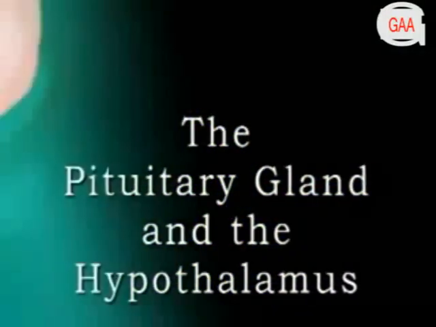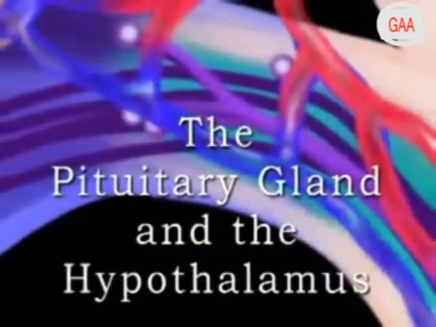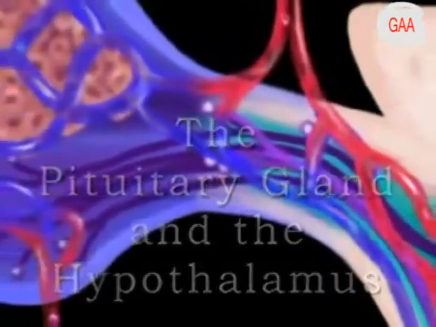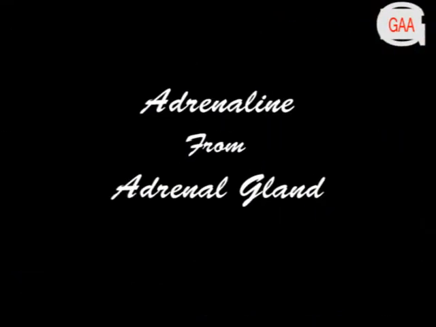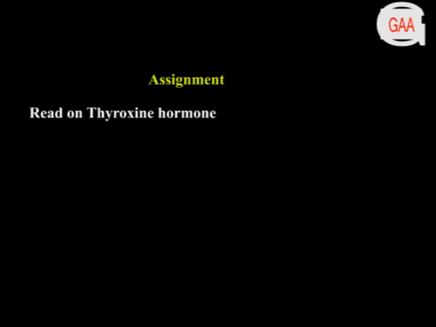Let's now examine these other glands and their hormones. In fact, we are only going to look at adrenaline produced by the adrenal gland. In your own time, try and read about thyroxine, which is produced by the thyroid gland under the stimulation of the thyroid releasing hormone from the pituitary gland.